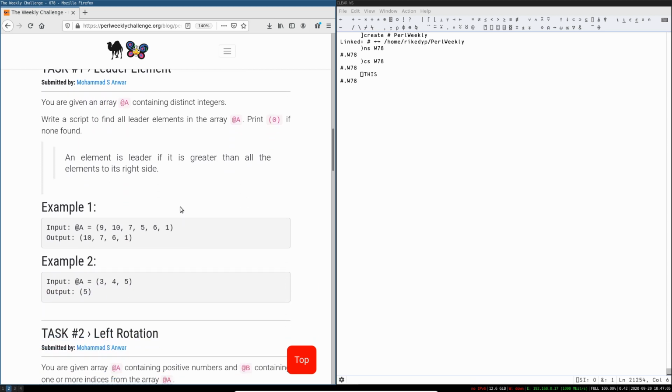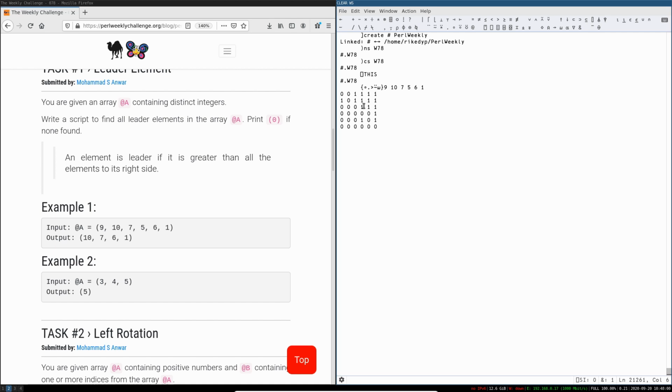An array of distinct integers. Find leader elements, greater than all the elements to its right. This should be pretty doable. 9, 10, 7, 5, 6, 1. My instinct is to reach for a greater-than selfie outer product, and you can kind of see how maybe the less-than one will get us more info, but 10 is not... Oh, 10 is greater than all of the ones to its right, as is 6.